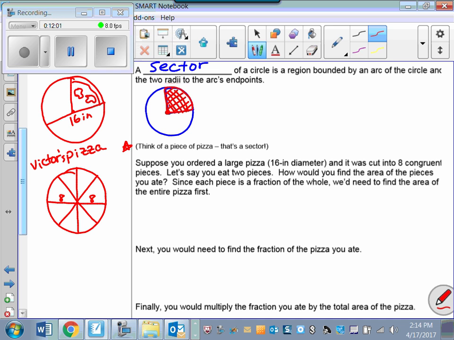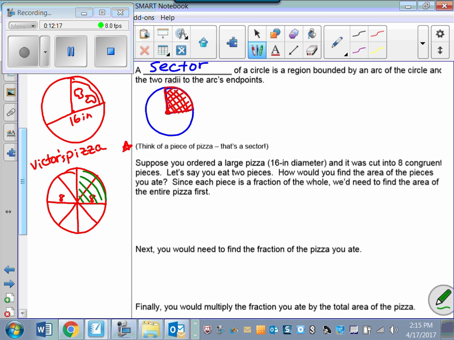Let's say you're going to eat 2 pieces. I know you're probably going to eat more than that. And of course, all these pieces would be congruent, but you know, they're never really that way when it comes from the store either, right? So you're going to eat 2 pieces. You're going to eat this much that I've highlighted in green.